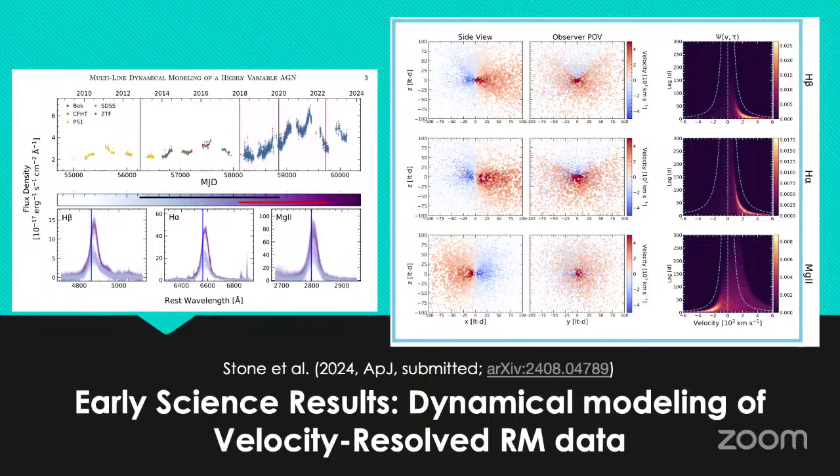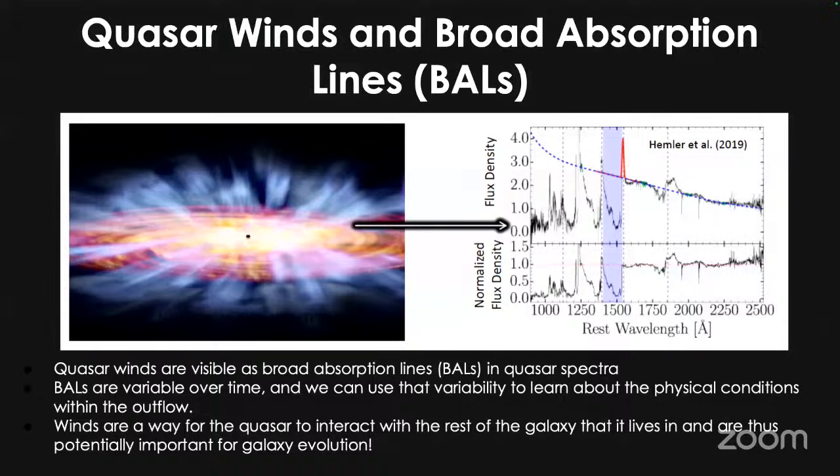One other thing that we've been looking at quite a bit is broad absorption lines in quasars. So the basic idea behind broad absorption lines is that quasar winds can be launched off of the accretion disks, and these winds block light coming from the continuum region, causing absorption features in the spectra. So you can see if you look at this spectrum here, this one has very broad, deep absorption features. And we can actually use the variability in these absorption features to learn about the physical conditions within these outflows.